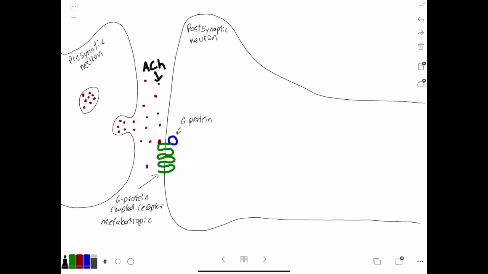And what is our class of metabotropic receptors for acetylcholine? These are our muscarinic receptors. So this is a muscarinic receptor that we have here. Unlike ionotropic receptors, in which the receptor itself is also an ion channel, this is going to start what we would term a signal cascade.